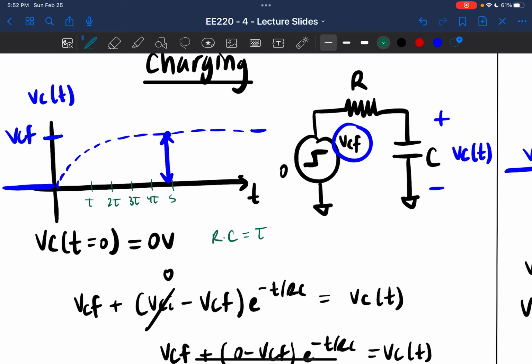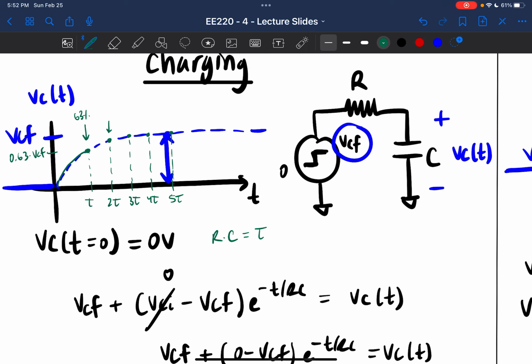R times C has units of seconds. If I'm looking at this graph, and this is verifiable, you can look this up, I'm going to put these points on here. After one time constant, or 1 tau, my RC circuit has already reached 63% of its final value. So at this time, it would be 0.63 times VCF already.